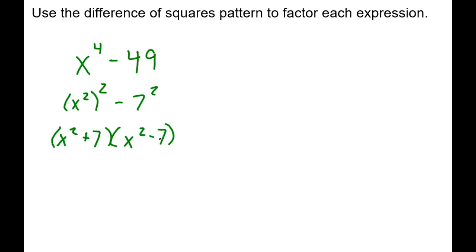At this point, we still have two quadratics as our factored form. Looking at x squared plus 7, we have a sum, so we cannot use the difference of squares pattern to break this down further. If we look at the second one, we have x squared minus 7. We do have a difference, but 7 is not a perfect square, so we're not going to break that down any further.